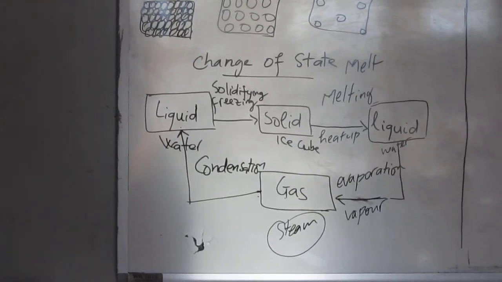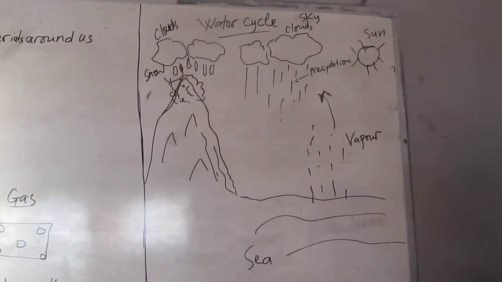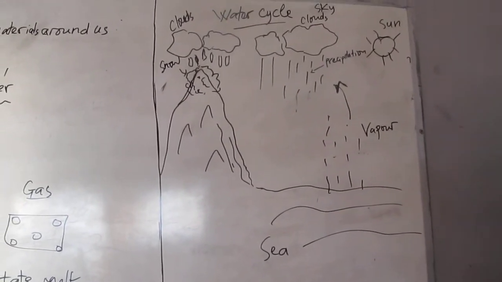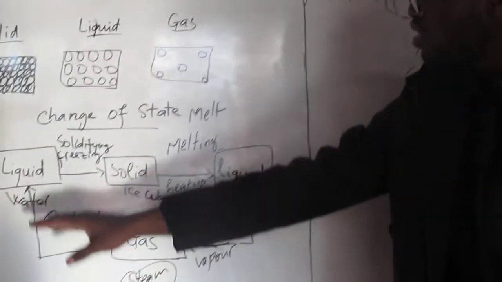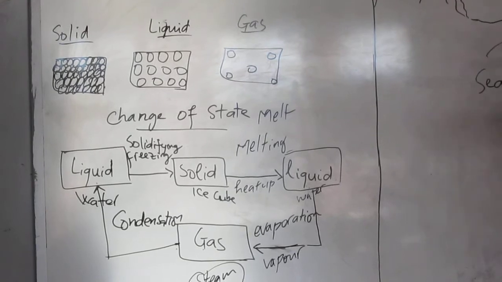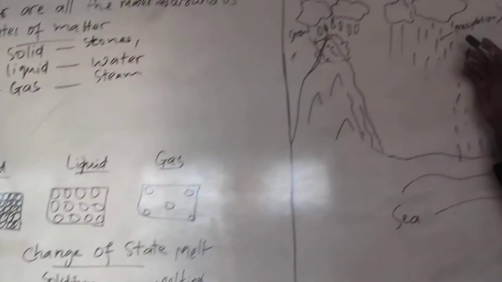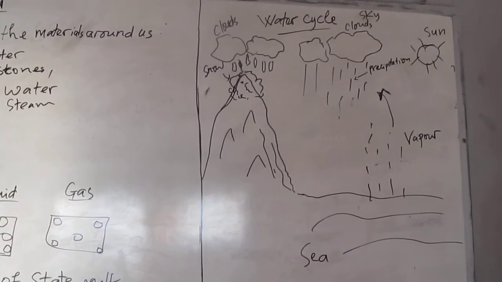And also another thing that we want to see today is the water cycle. What is the water cycle? The water cycle is the process of all these stages that we were talking about: the liquid changing the state to the solid, liquid again to the gas, again to go back to the liquid. Here we have this example from our nature, the way God creates things.